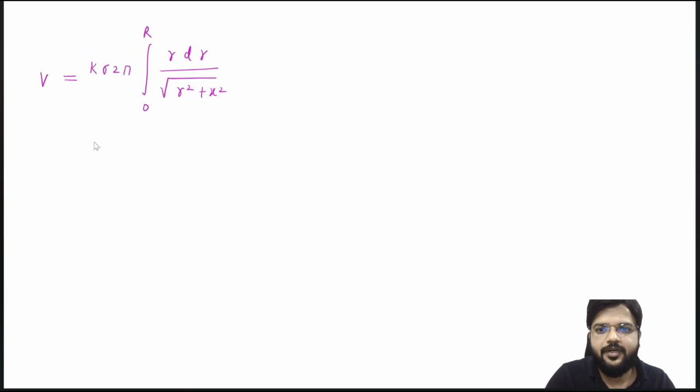We have this, everyone, and we are assuming r square plus x square equal to u. So the lower limit of small r is what? It is 0. If I put r equal to 0, then u we will get x square. And what is the upper limit of r, everyone? It is the capital R. If I replace small r with capital R, the upper limit of u we will get is r square plus x square.